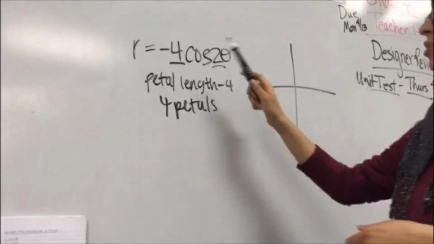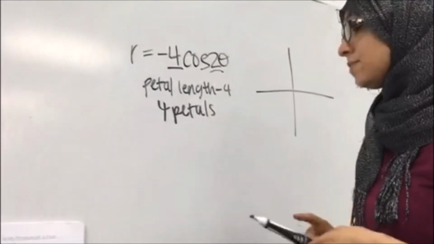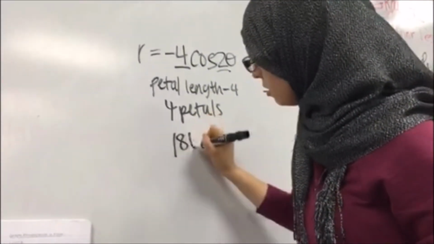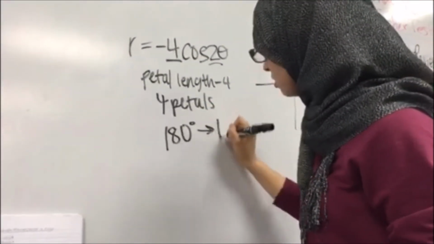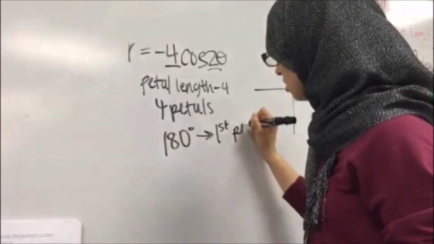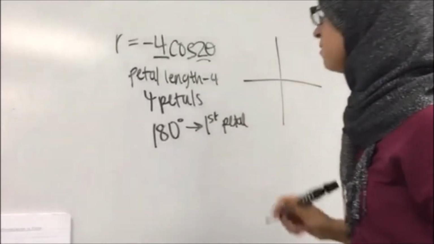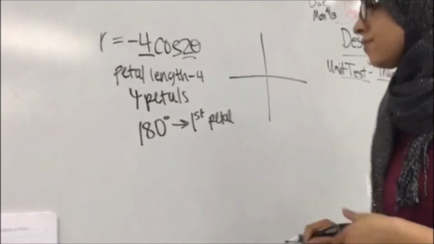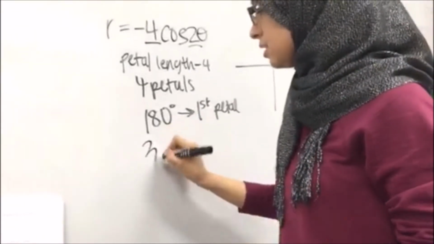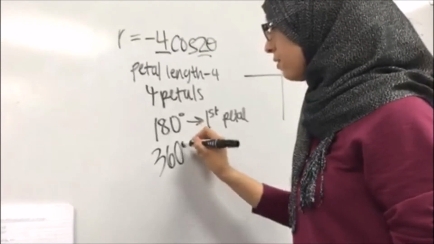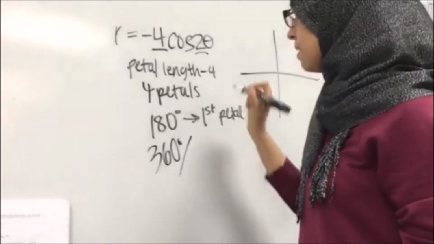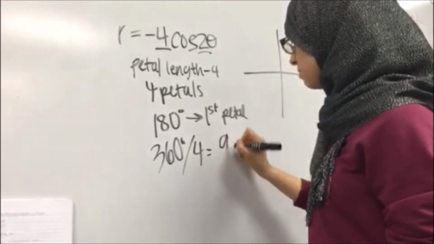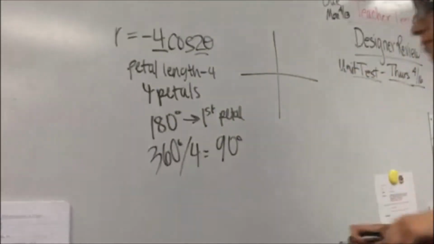Since this is actually a negative cosine, the first petal is going to be at 180 degrees. And last but not least, for the spacing, you need to do 360, which represents all of the polar graph, divided by the number of petals, which in this case is 4. So the spacing would be 90 degrees.